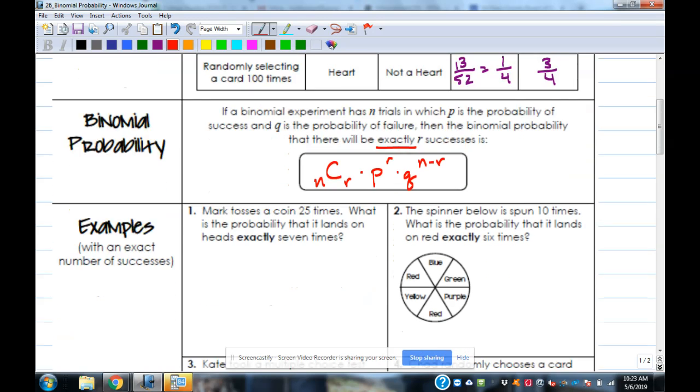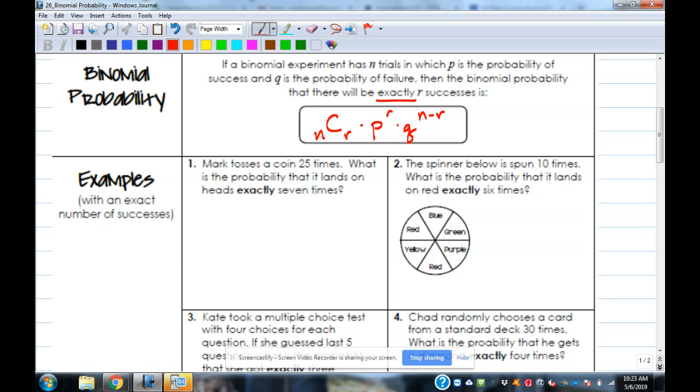All right, number one, let's just work through a few of these, and you'll see it's really not that hard. It's pretty straightforward. Mark tosses a coin 25 times, so our n is 25. What's the probability that it lands on heads exactly 7 times? So r is 7, right? And then n minus r will be 25 minus 7, which is 18, right? Now, what is the probability of flipping a coin that landed on heads? 1/2, right? So probability of it not landing on heads is 1/2.